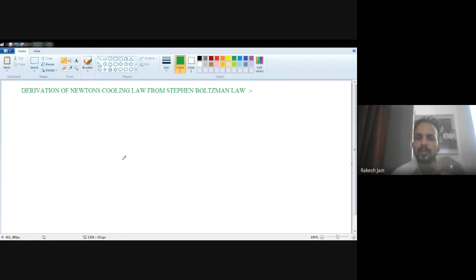So I just write down from the previous slide. What is the Stefan-Boltzmann law? The Stefan-Boltzmann law states that the radiation from a black body is proportional to the fourth power of the temperature. So E is equal to Boltzmann constant sigma multiplied by T raised to the power 4, where T is the temperature of that body, that is a black body.